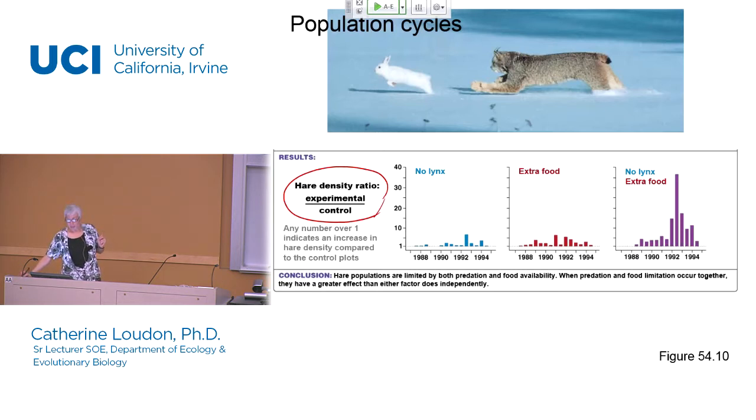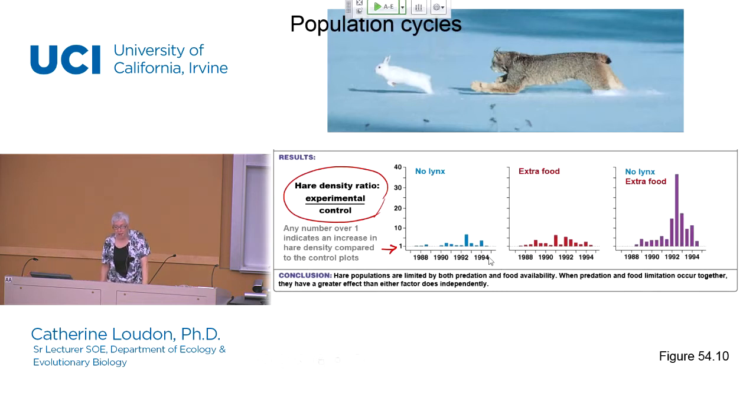Does that make sense? So a ratio of 1 would mean that they were exactly the same in the experimental plot as in the control plot. That's what a ratio of 1 would mean. The 3 different kinds of treatments are shown here in 3 different graphs, and on the x-axis here is time in years. Anything above 1 means there are more hares in the experimental treatment. Anything below 1 is more hares in the control.